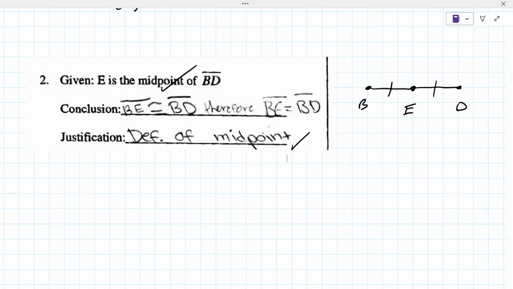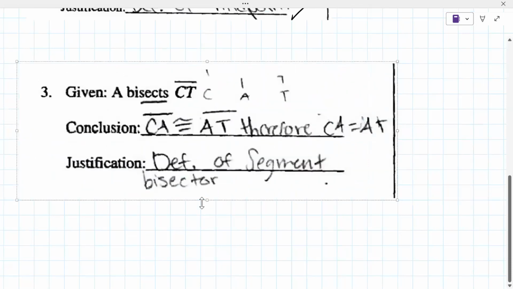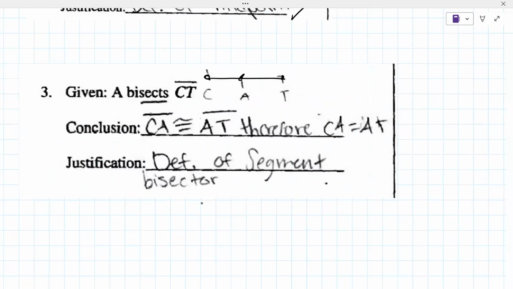All right. And then 3 also looks really good here. You've kind of got a picture there, which I like. That's always a good thing. So CT, there's CT, there's A bisects it. Bisects means it cuts in half. Definition of a segment bisector.